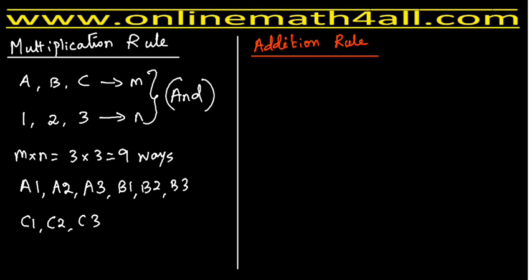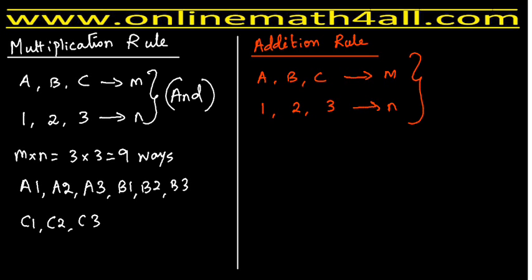Okay, a student wants to go to school. To go to school, he has three options, that is A, B, C. So there are m different ways. In case the student is going to use a bus to go to school, he has three buses: bus A, bus B, and bus C. Otherwise, the student may choose a taxi to go to school. So taxi number 1, taxi number 2, taxi number 3. So that is n different ways.